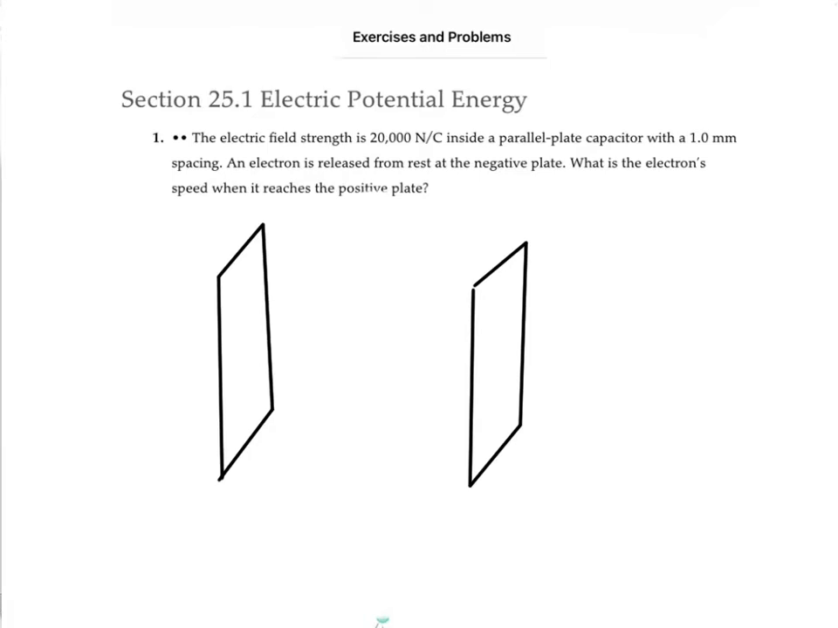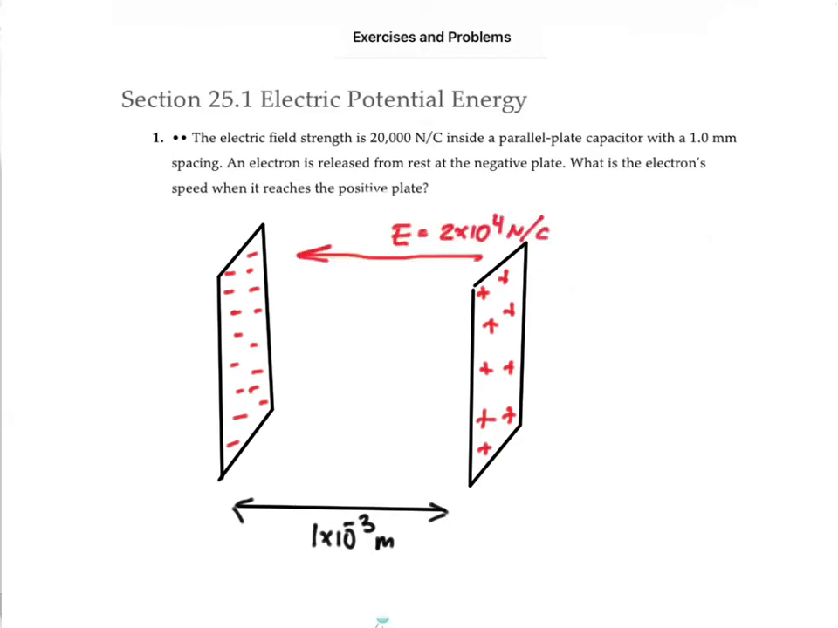So a parallel plate capacitor looks like this. Those are the two plates. We have a distance between the plates of 1 millimeter, so that's 10 to the minus 3 meters. We're going to put a negative charge on the left plate, a positive charge on the right plate. The problem says that the electric field inside the capacitor is 20,000 newtons per coulomb, so that's 2 times 10 to the 4 newtons per coulomb.